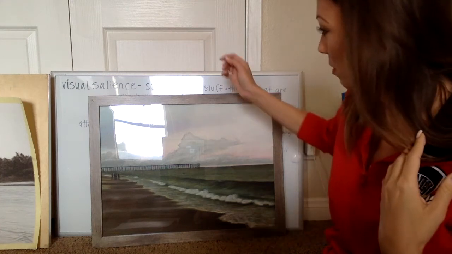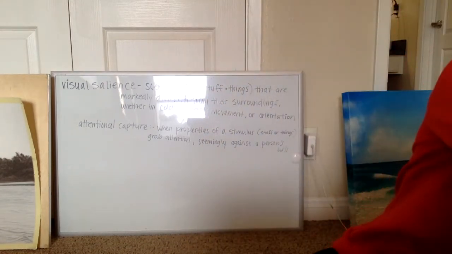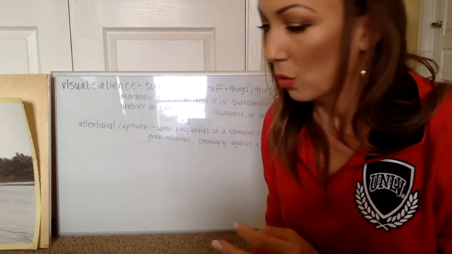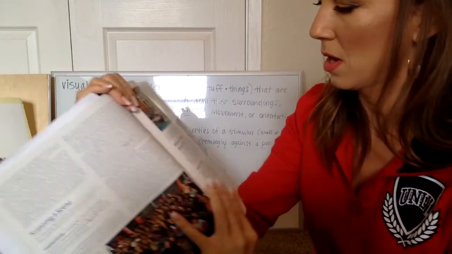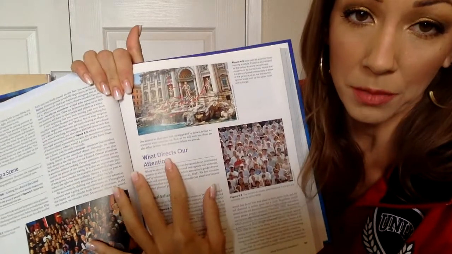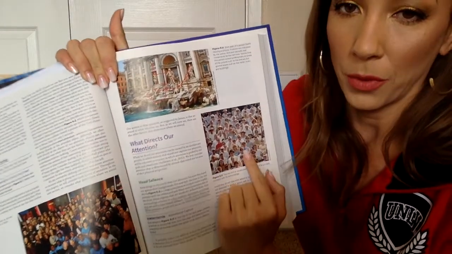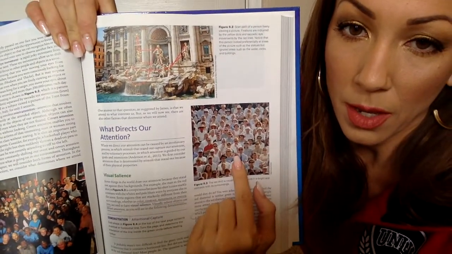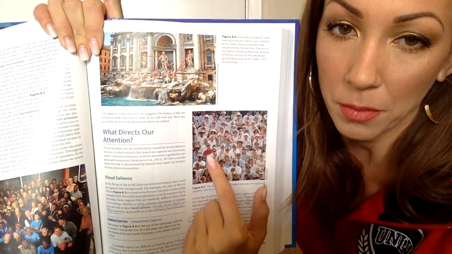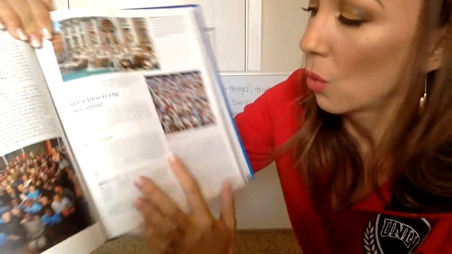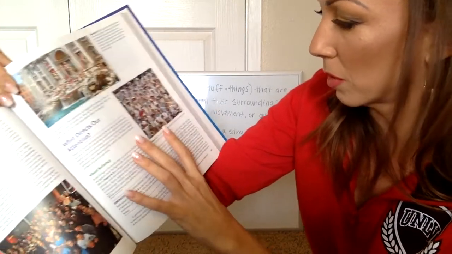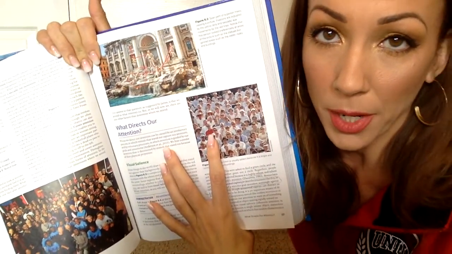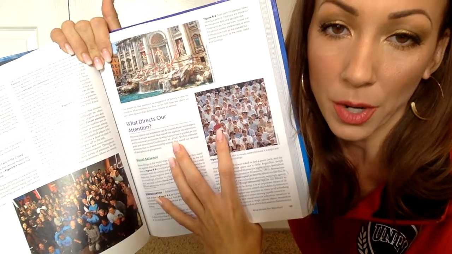And then, let's see. So here's an example. What directs our attention? So this is a photo of obviously people, and they're all wearing light clothes, and then here's a man in red. Now, when it discusses this in my book, it says that most people's eyes will go to the man in red because red stands out and he's the only one wearing it.